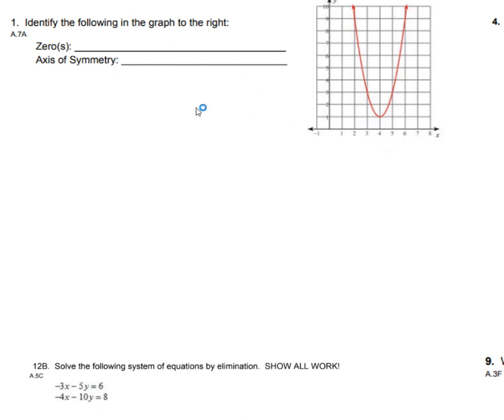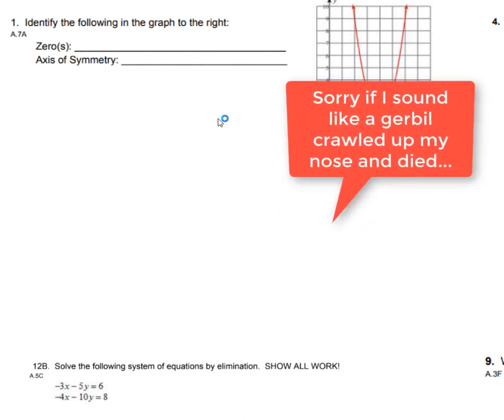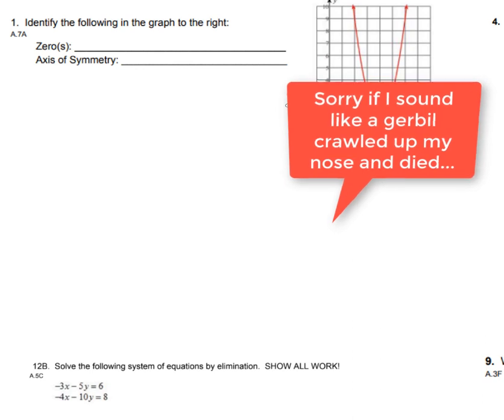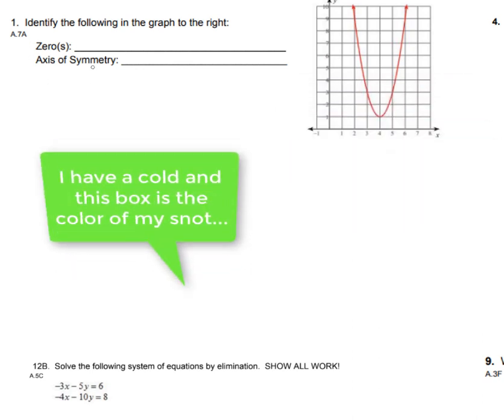Let's do this. Alright, so identify the following in the graph to the right. So basically, in this one here, what they want you to do is identify, in this particular graph here, the zero and the axis of symmetry.